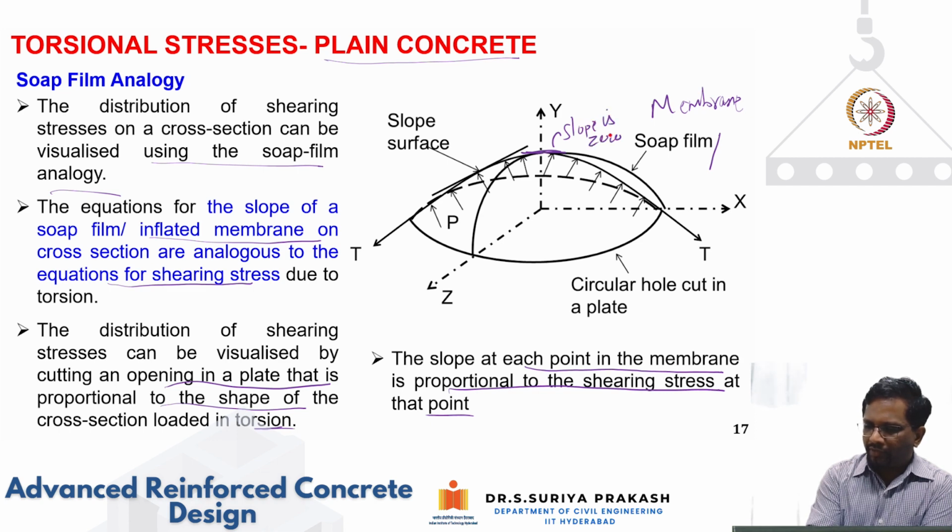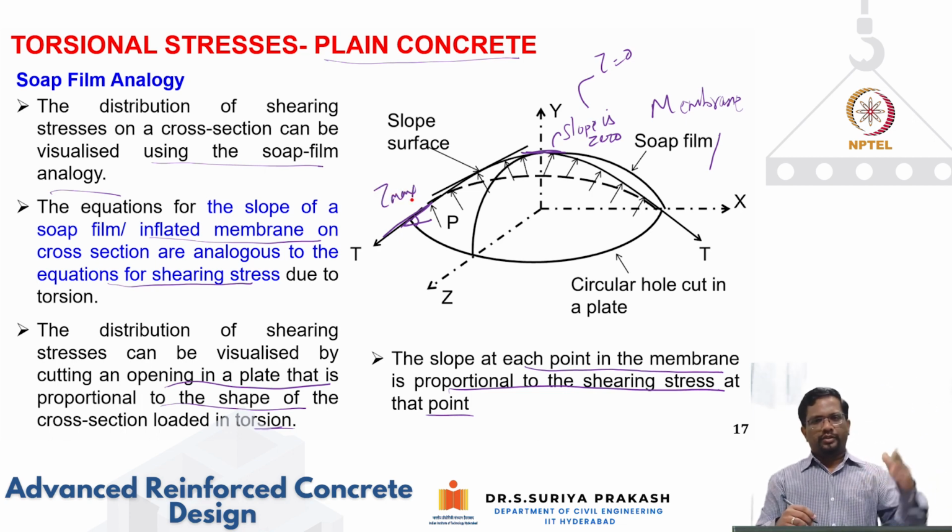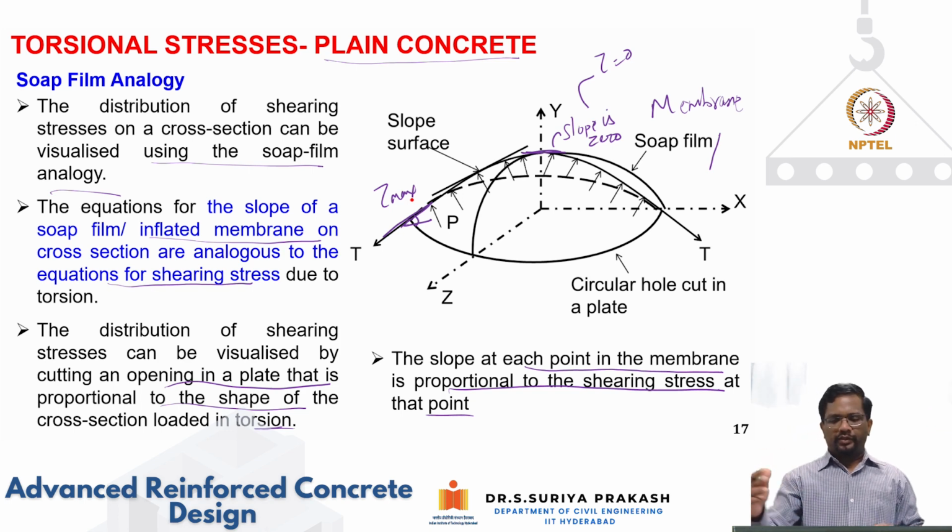Okay, so that is what we saw. At this point, if you see, the slope is maximum. So that is why you have maximum shear stress. Shear stress is 0, and you have tau max. For a circular section, you'll have maximum shear stress at the periphery and 0 shear stress at the center. So that is exactly what is being reflected here.